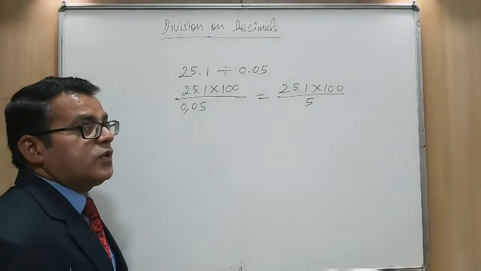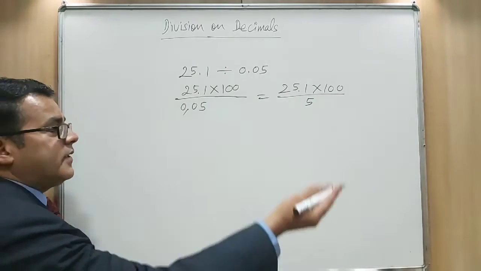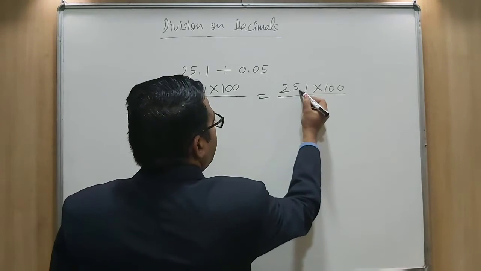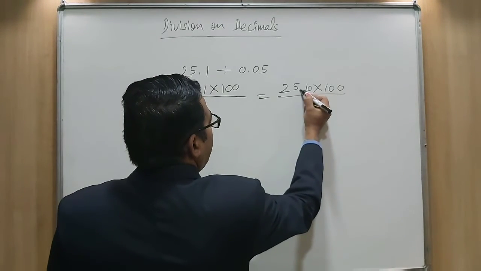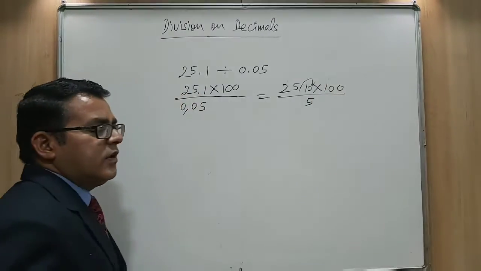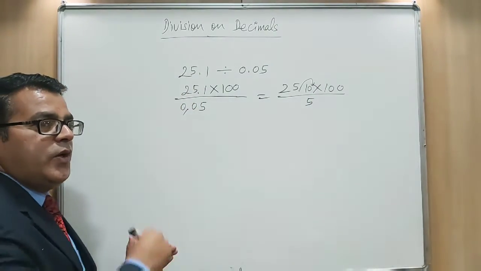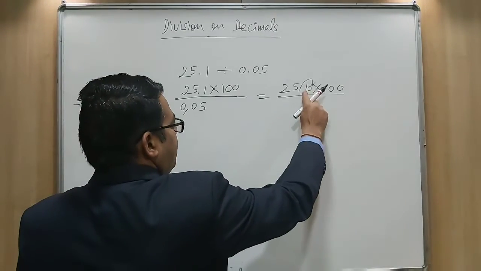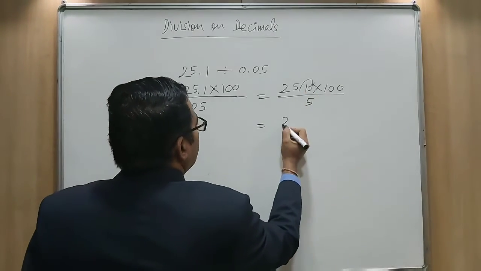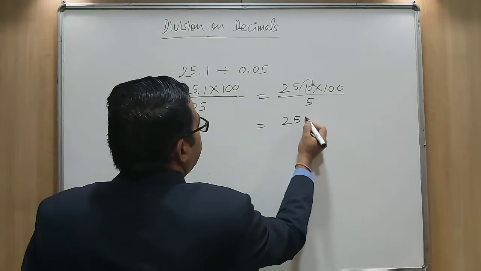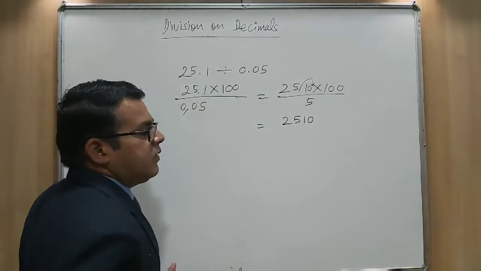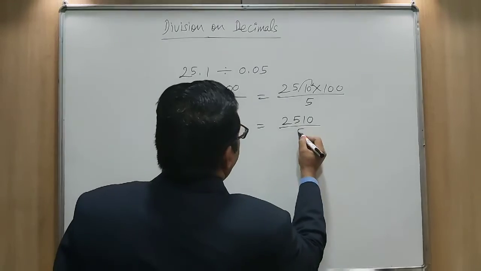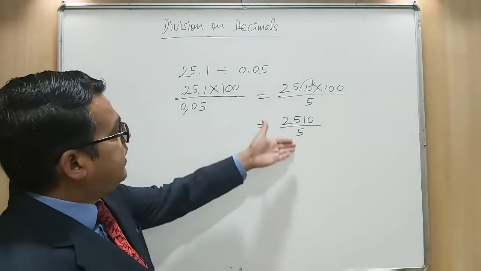Now you can see we are multiplying by 100. So the rule says that we need to shift the decimal point 2 places to the right. Here we have only one place, so you can add a 0 on your own, as we know that after the decimal point we can add as many zeros as we want. So we can shift now. After shifting, what we have? 2, 1, 5, then 0. Divided by 5. Hope you understand this.